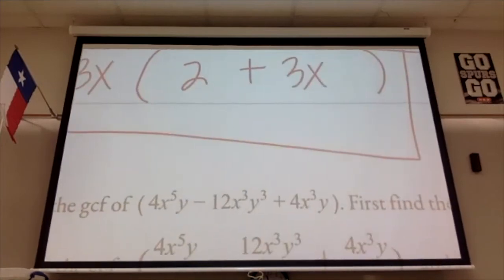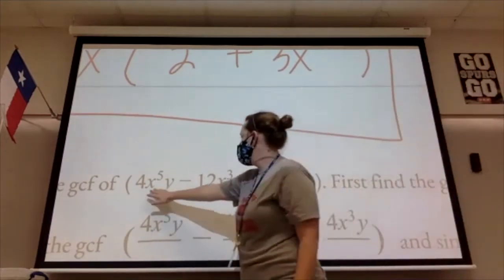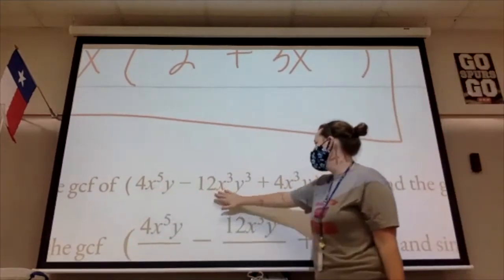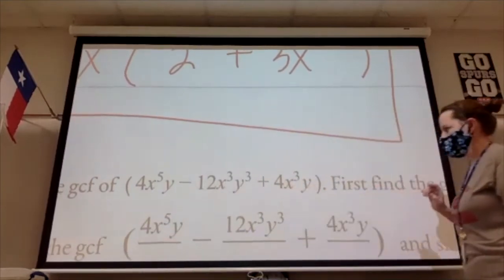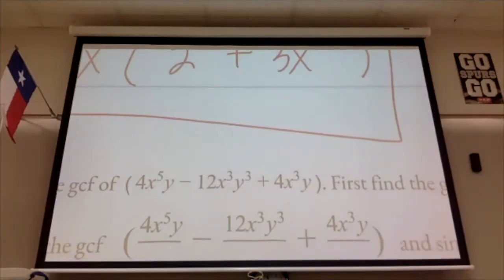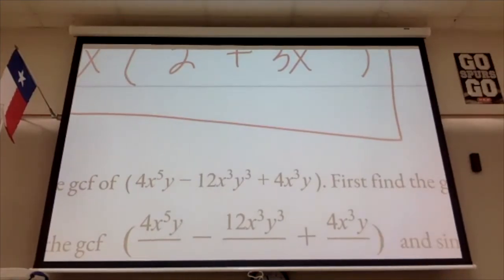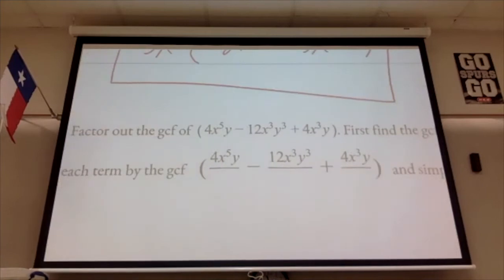Okay, let's look here. I have 3 terms, 4x to the 5th y minus 12x cubed y cubed plus 4x cubed y. So looking at the coefficients only, 4, 12, and 4. What is the largest factor they have in common? A 4, okay. So the coefficient I'm going to bring out is a 4.